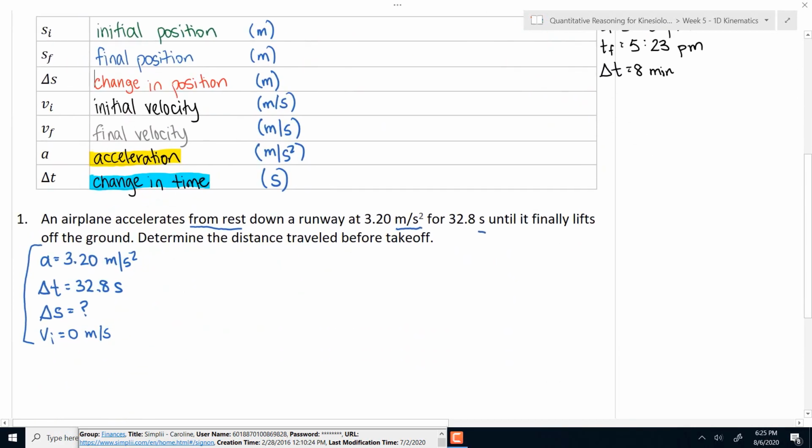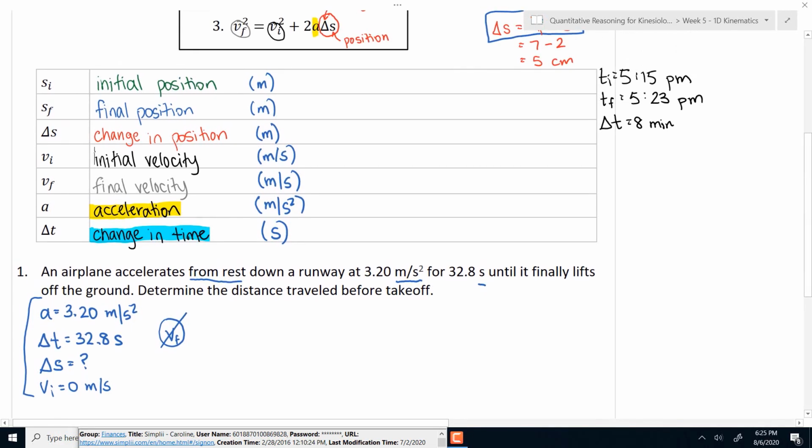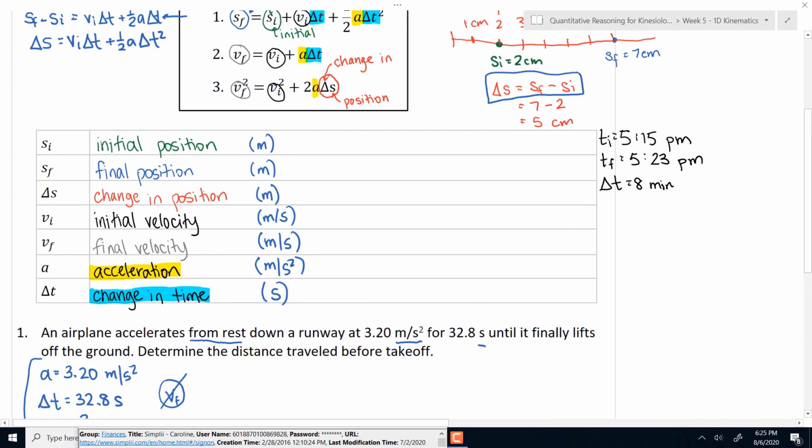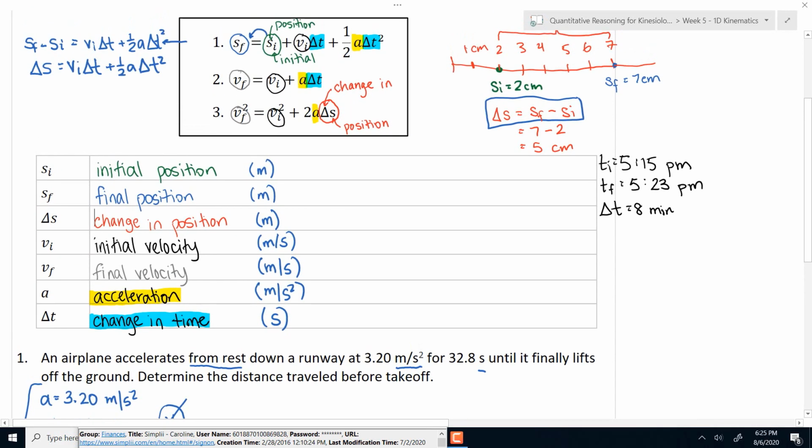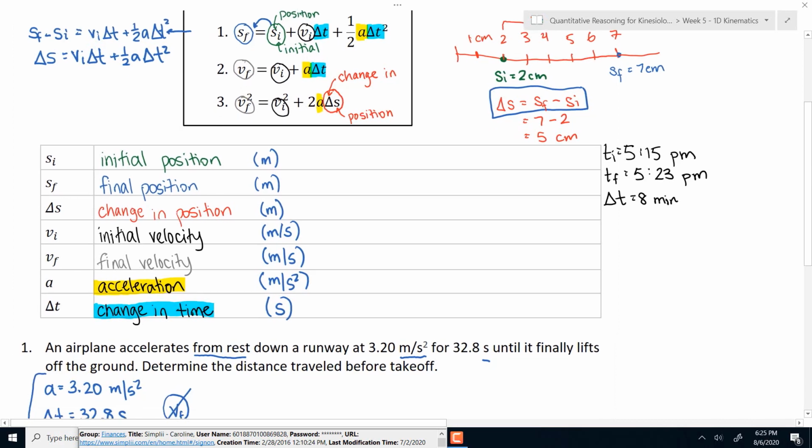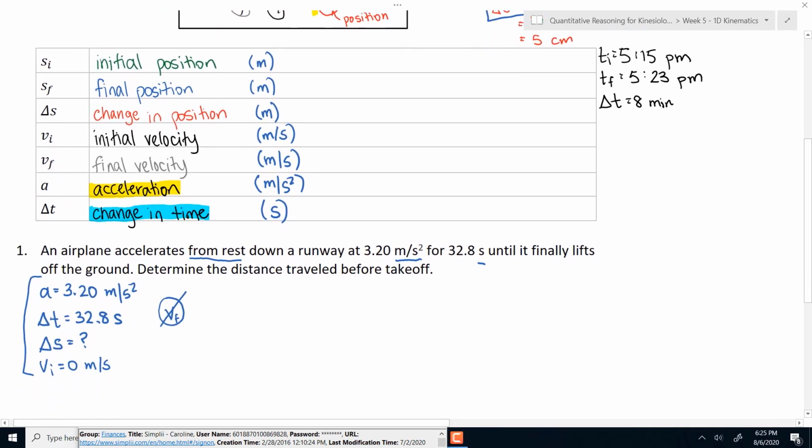It's actually V final. V final is the one variable that we don't know and we don't want to know. It's not asking us to find it. So this is the variable that we don't want to have in our equation. So the way that I identify which equation to use is I identify which variable we don't have and don't want to know, and I find the equation that doesn't have that variable in it. So which equation would that be? Well, equation 2 and 3 both have V final. Equation 1 doesn't, so it's equation 1 that we're going to use.